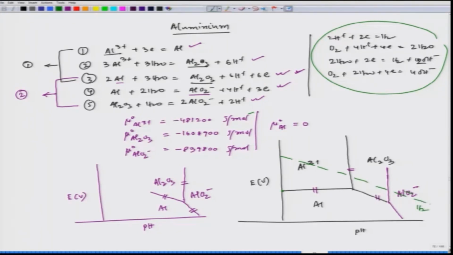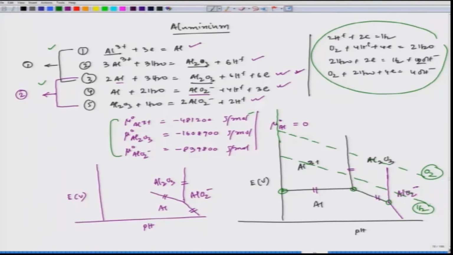This would be the hydrogen line, and then the oxygen line would be above that. So, this is the complete Pourbaix diagram for the aluminum-H2O system. The only thing is you need to find out these values from this data and then plot it by doing this clubbing, these 2 clubbings.